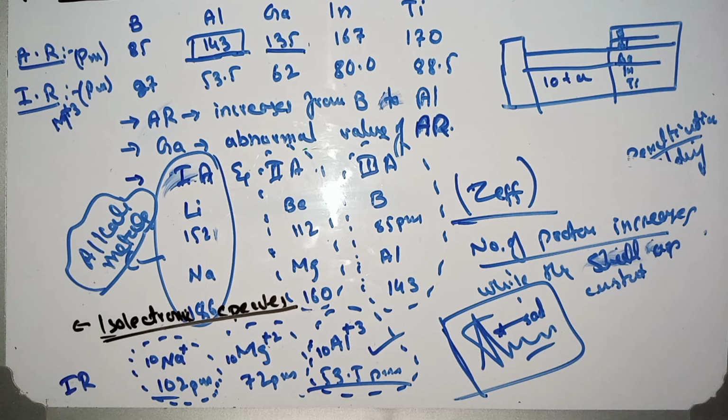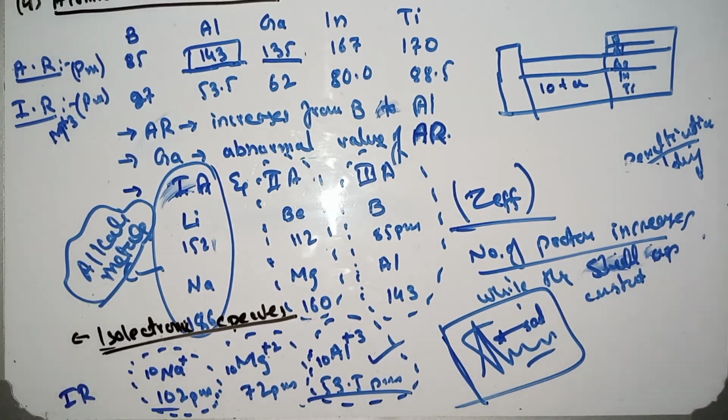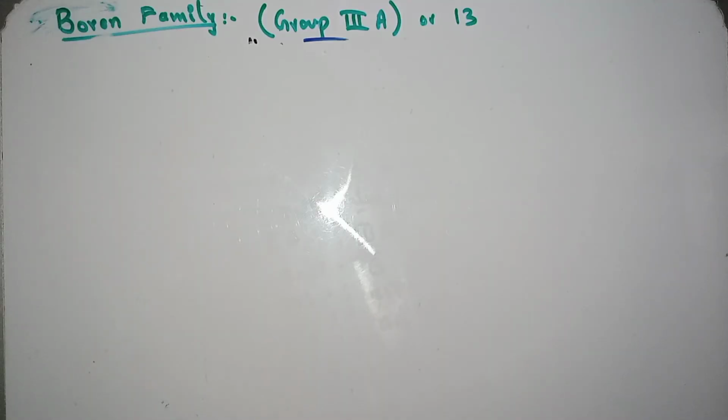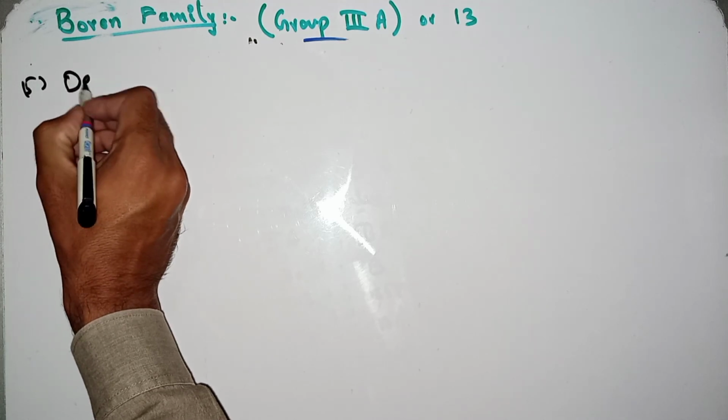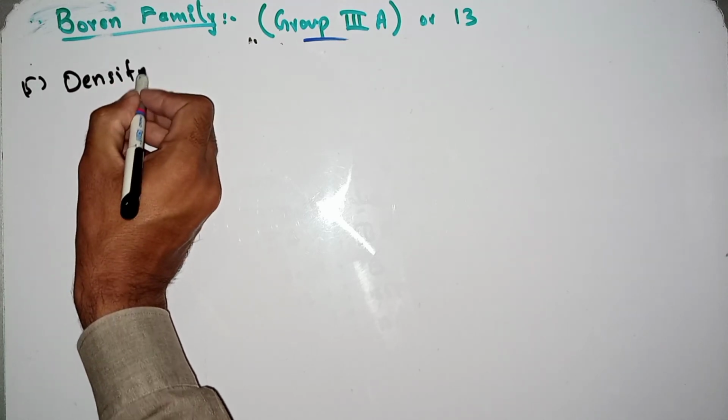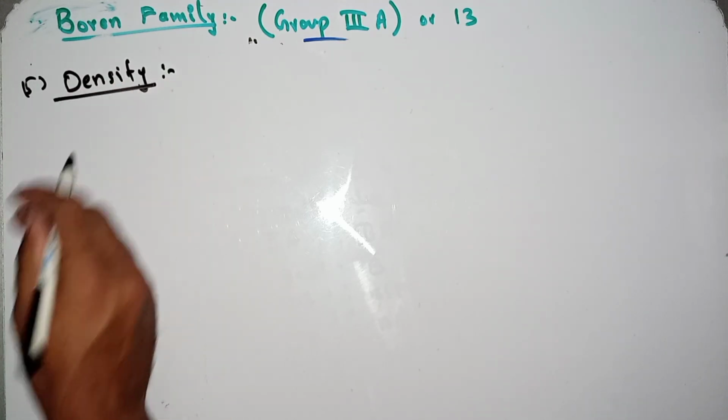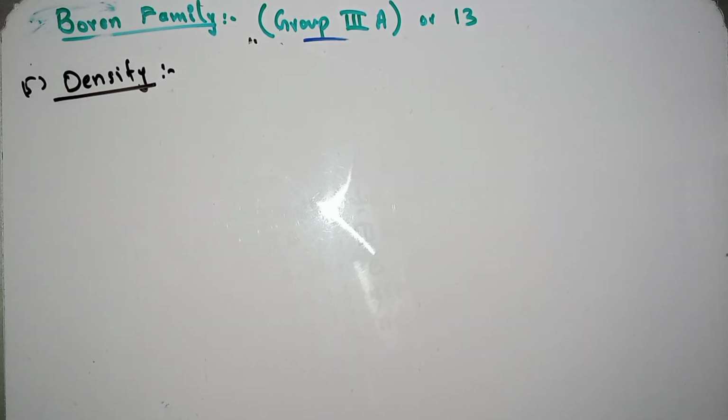Let's proceed to the next point, the fifth point, which is density. What is the density of the boron family? The density of the boron family, the group 13 elements, increases from boron to thallium.